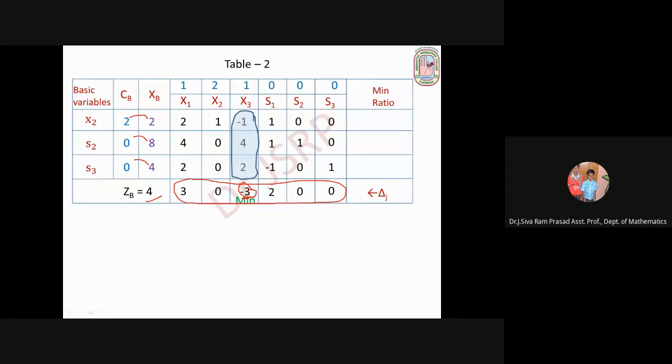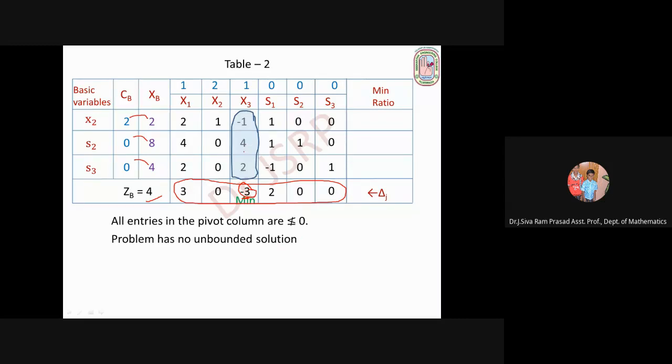Next, verify the unbounded solution condition. Observe the entries in the pivot column. All entries in the pivot column are not less than or equal to 0. Some are positive, so the problem has no unbounded solution. Next, how do you find leaving basic variable?